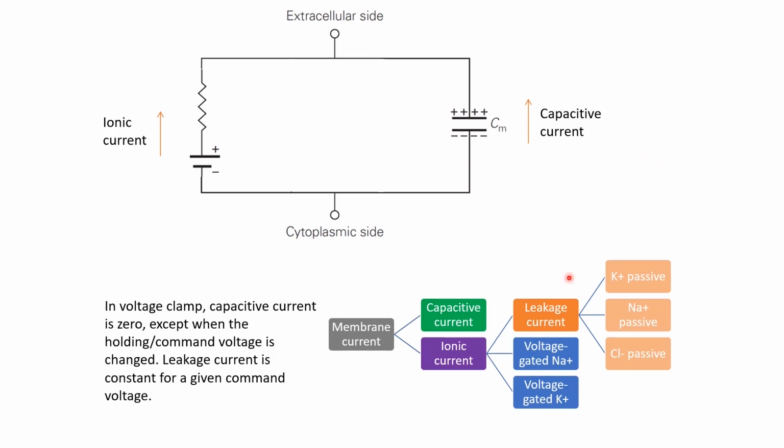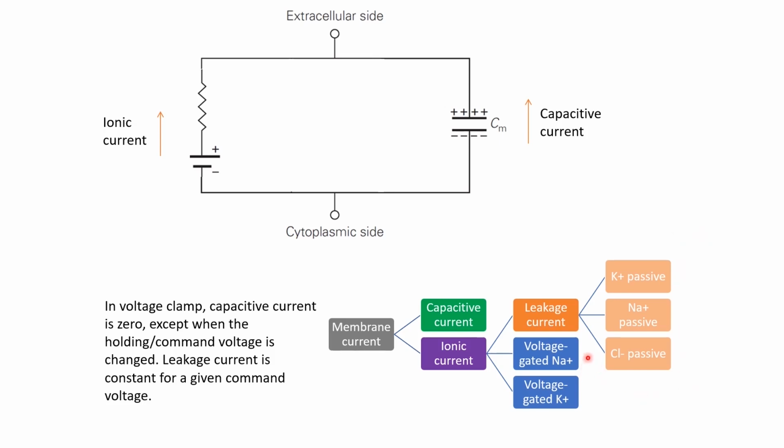The leakage current is present whenever the membrane potential of the neuron is different from the equilibrium potential of the passive ion channels. And the currents depend only on the difference between the current membrane potential and the equilibrium potential of these ion channels. So once the membrane potential is fixed at a command voltage, the difference from the equilibrium potential will also be fixed, so the leakage currents will remain constant throughout the duration of the voltage clamp.